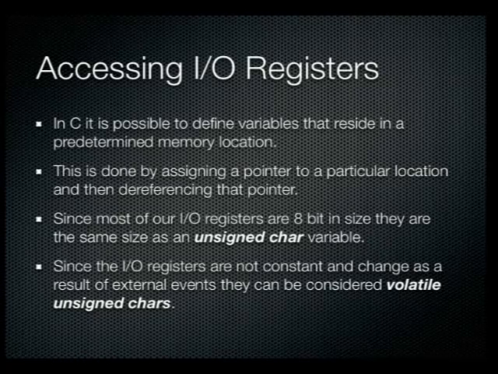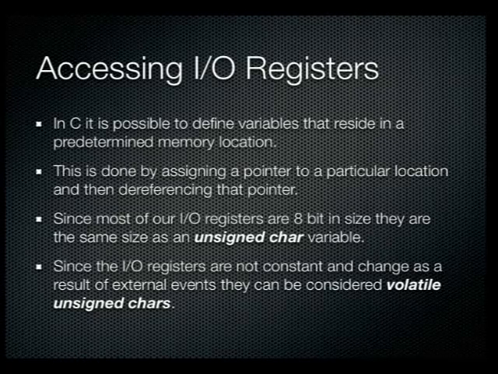So as I've said in the notes here, we can assign a pointer to a particular location. So if we know, say, port A is at the memory location 000, we can assign a pointer to that memory location, and then we can dereference that pointer and assign that whole thing to a particular label name. And therefore we can just utilize that label name to simply interact with that particular location.